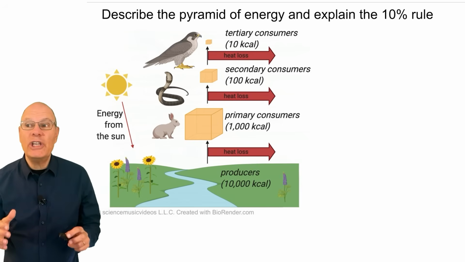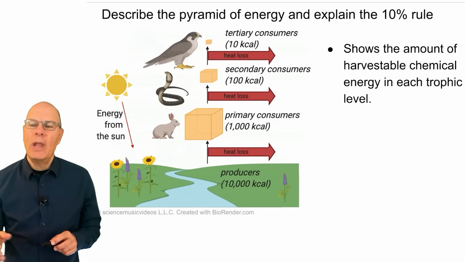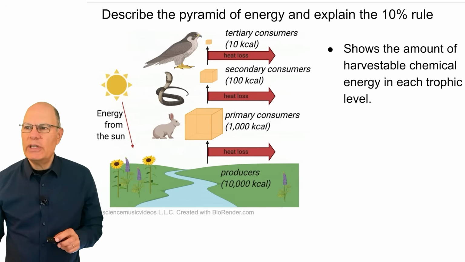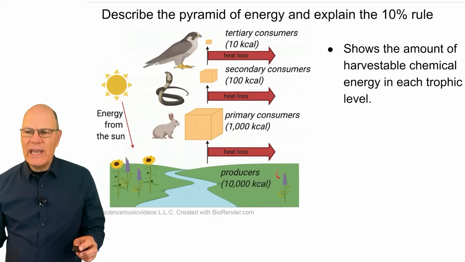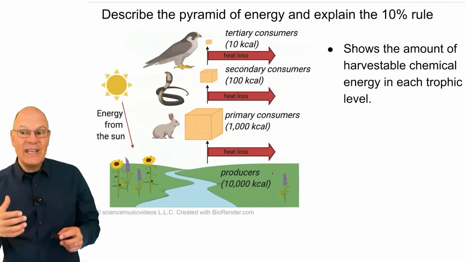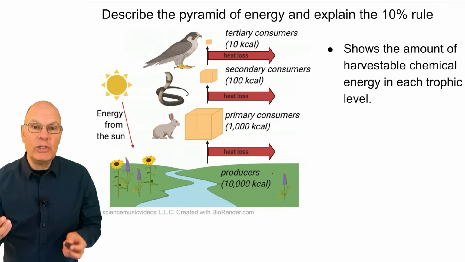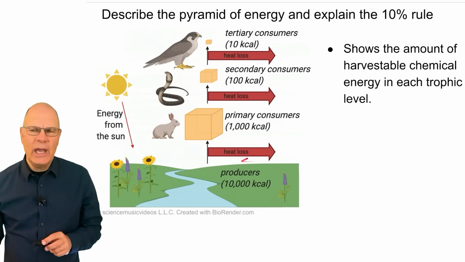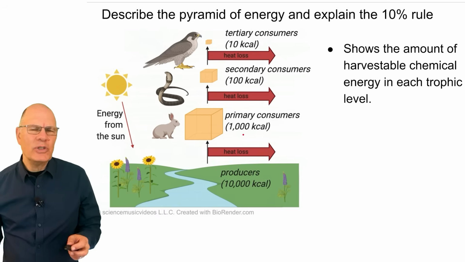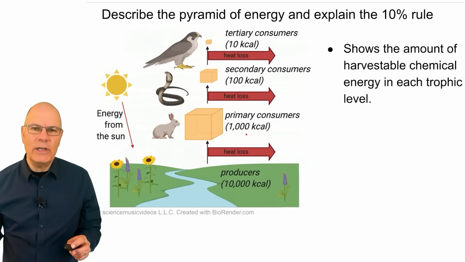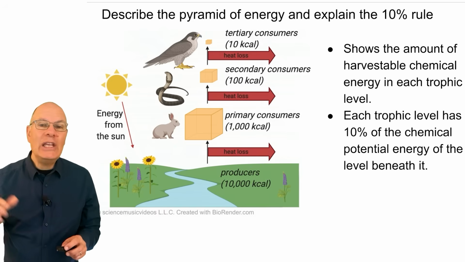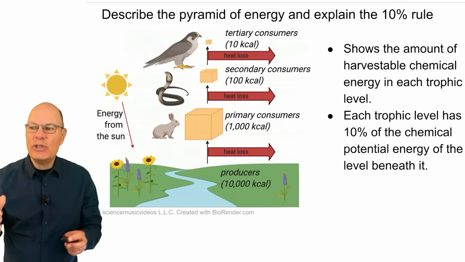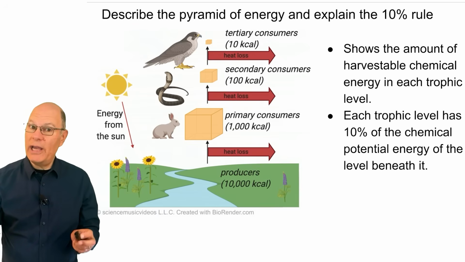Describe the pyramid of energy and explain the 10% rule. The pyramid of energy shows the amount of harvestable chemical energy at each trophic level. So this is saying that at the producers, you could harvest 10,000 kilocalories worth of chemical energy. At the primary consumer level, there's only 1,000 kilocalories. And that relationship stands true for the other trophic levels as well. Each trophic level has 10% of the chemical potential energy of the level beneath it. We'll see why in the next slide.